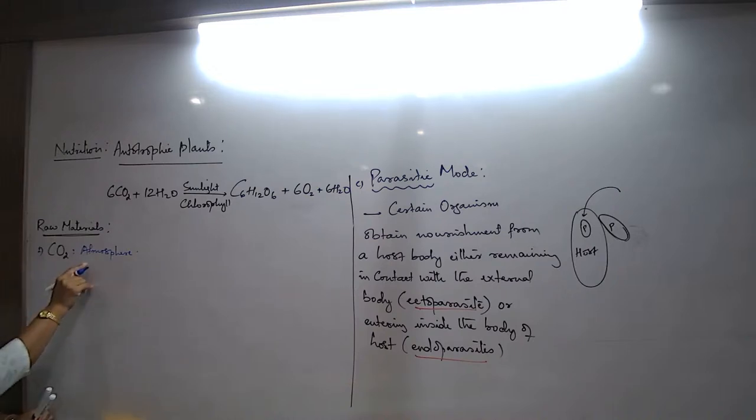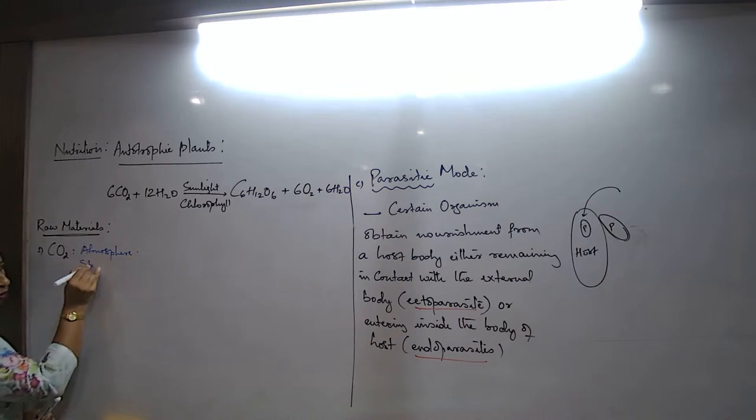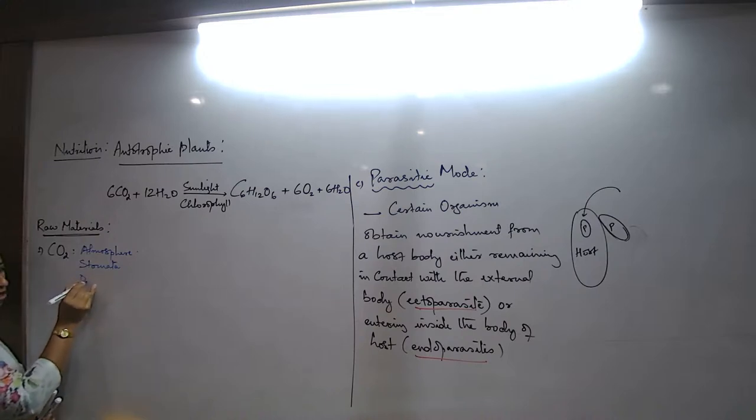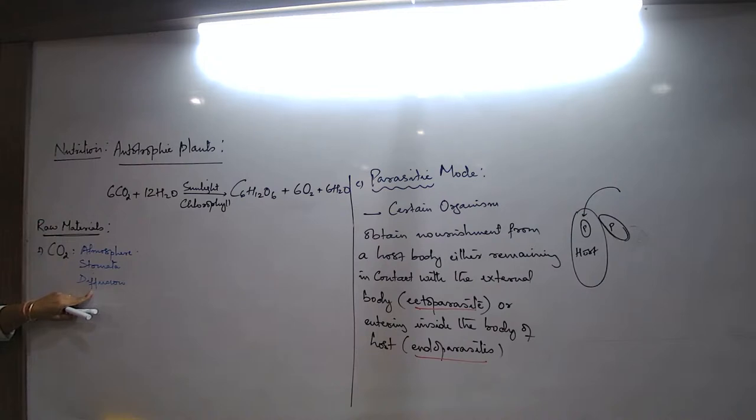So now, what are the specialized structures by which the plants take in the carbon dioxide? Stomata. What particular process is involved here? The process involved in the taking in of carbon dioxide is just diffusion. So the process by which the carbon dioxide enters into the leaf cells to carry out photosynthesis would be just diffusion.